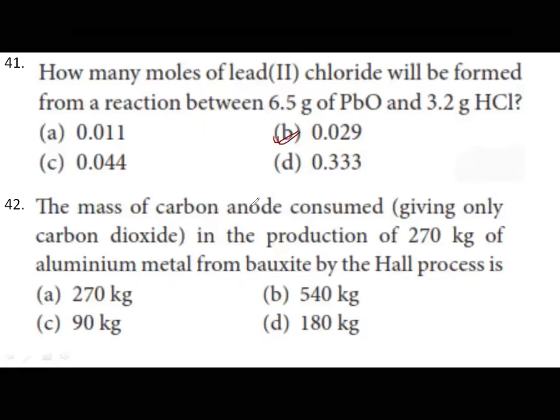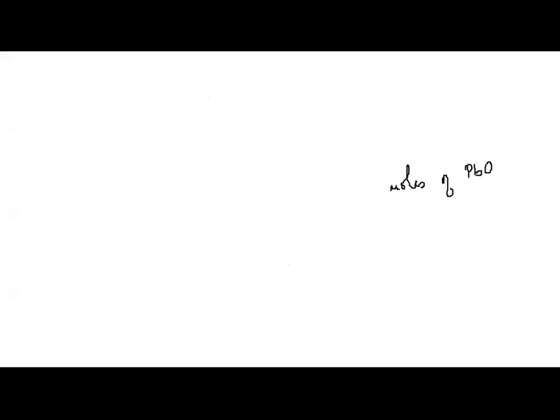Next question. The mass of carbon anode consumed, giving only carbon dioxide, in the production of 270 kg of aluminium metal from bauxite by the Hall process. See, this is also a reaction we come across in metallurgy. This reaction is called the Hall Heroult process, the manufacture or refining of aluminium from the oxide of aluminium, that is alumina.